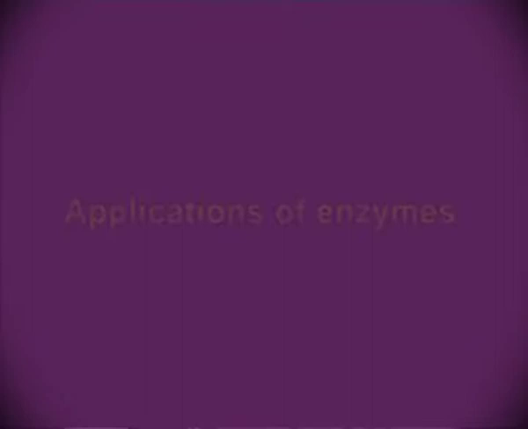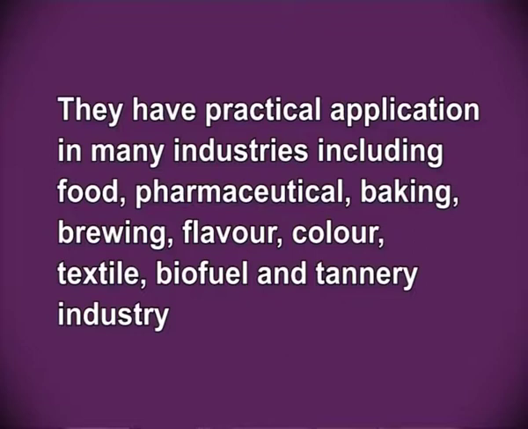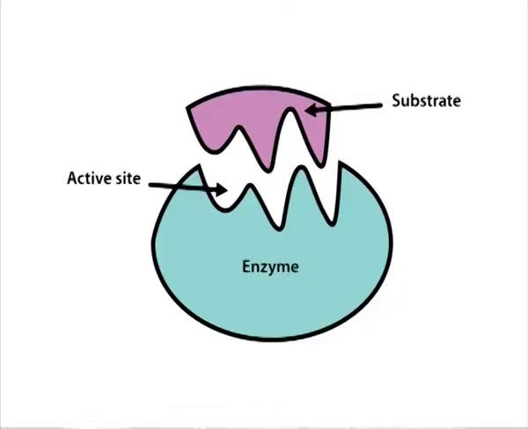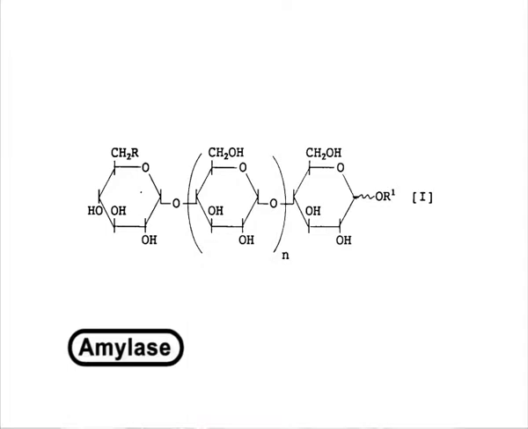Let's learn about the applications of enzymes. Apart from the role of enzymes in several cellular activities, they have practical applications in many industries including food, pharmaceutical, baking, brewing, flavor, color, textile, biofuel and tannery industry. Depending on the kind of process, the type of enzyme is selected, as enzymes are very specific to their substrates. Proteases and lipases are important enzymes in the leather industry for the removal of proteins and fats respectively. Proteases, lipases and amylases are important components of detergent for the removal of hard stains. Application of specific enzymes in different industries is given in table 3.